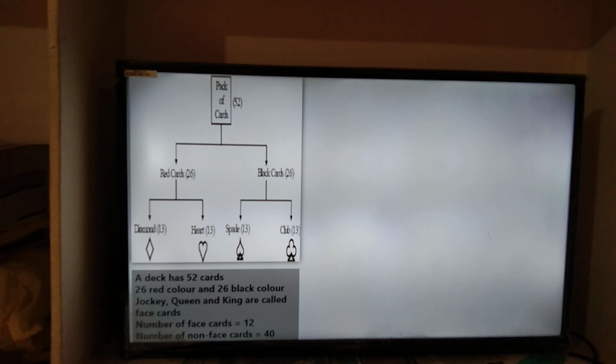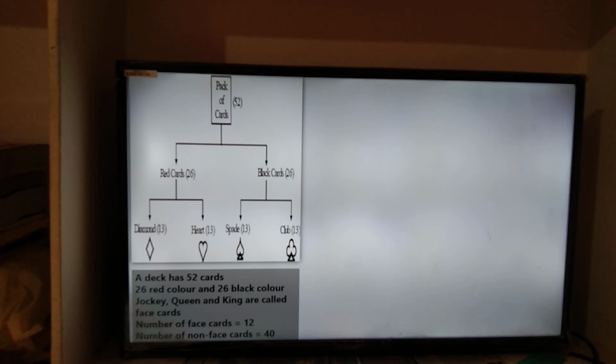1 minus 1 by 4, that implies 3 by 4. Now coming to a deck of cards. It has 52 cards. There are 26 red in color, 26 are black in color. Again red cards are divided into 2 suits, each suit consisting of 13 cards. They are diamonds and hearts. Again black cards, 26, are divided into 2 suits, 13 cards each, that is spade and clubs. So here again each suit consists of 13 cards.